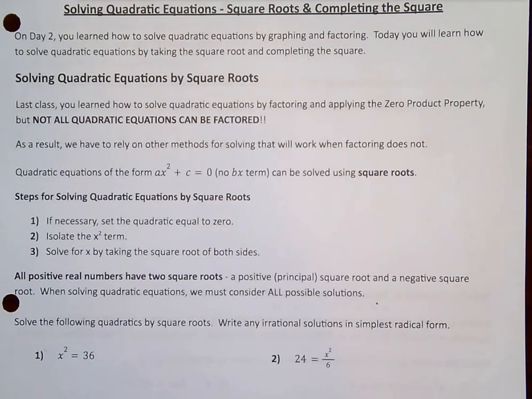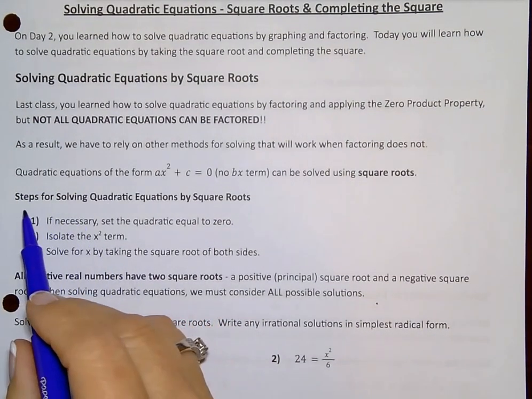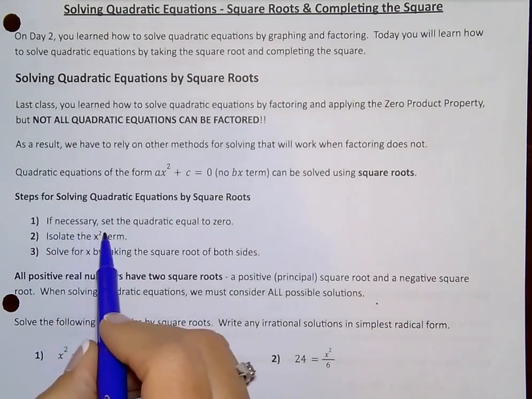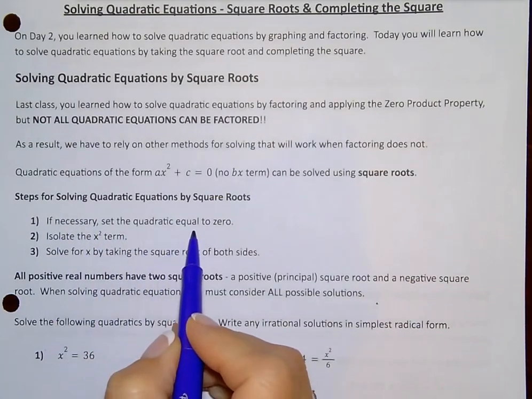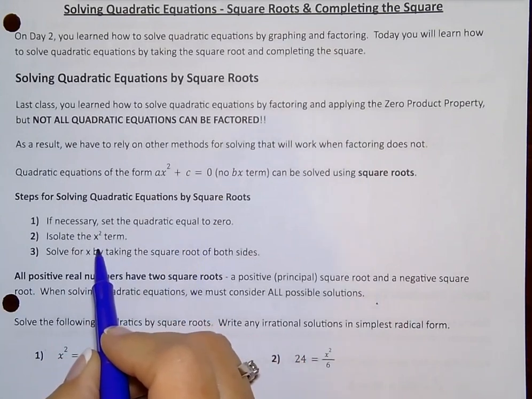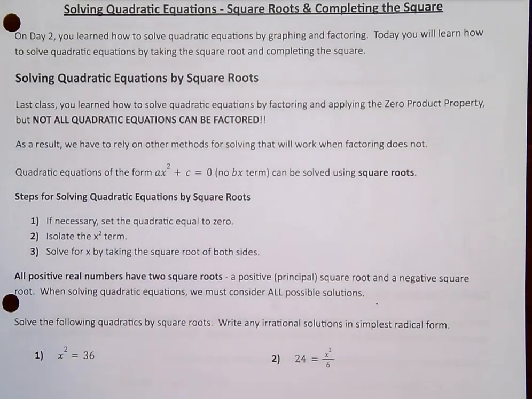Okay, so here's what we're going to do. Our steps are, number 1, if necessary, set that quadratic equal to 0. Number 2, isolate the x squared term. And then number 3, we're going to solve for x by taking the square roots of both sides.